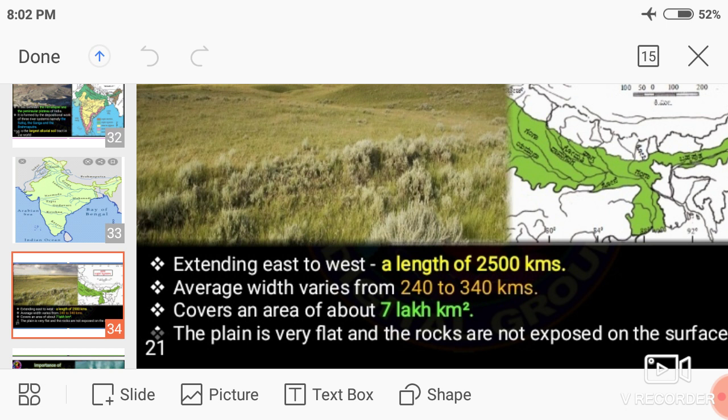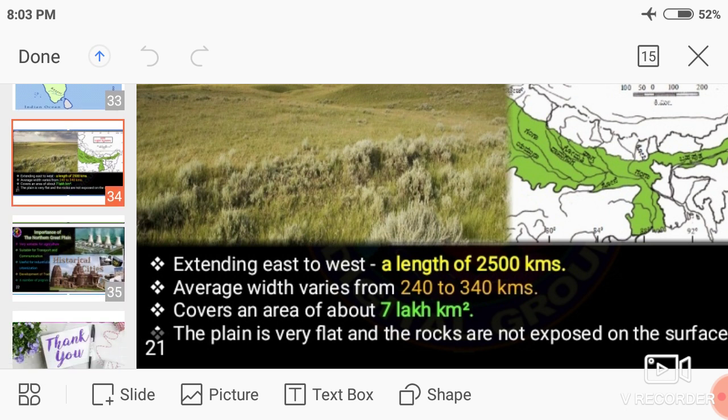The length of the Northern Great Plain is 2500 kilometers. The width is 240 to 340 kilometers. And the total area is about 7 lakh square kilometers. Understand?